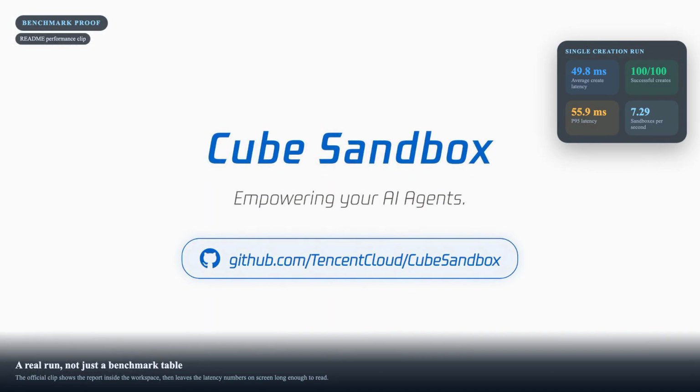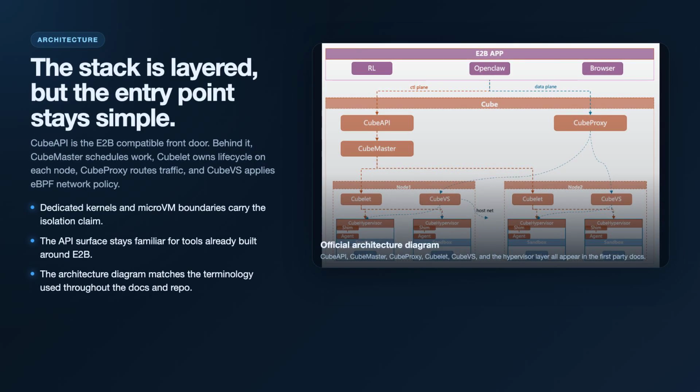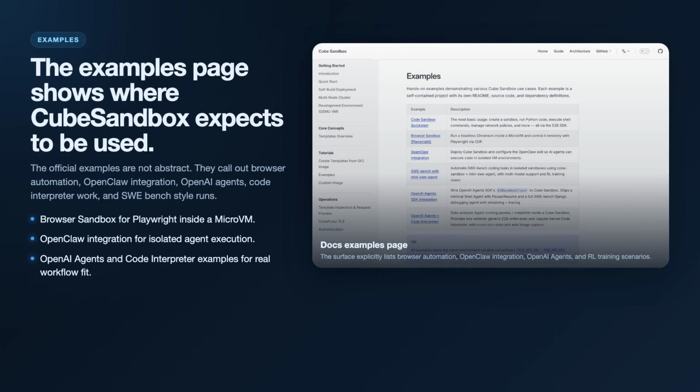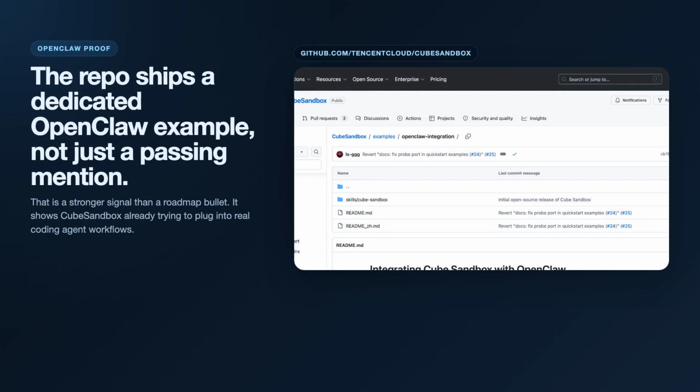single static chart. Under the hood, CubeSandbox keeps the surface area surprisingly simple. Cube API gives you the E2B-compatible entry point. Cube master schedules work. Kubelet manages sandbox lifecycle on each node. Cube proxy routes requests into the right instance. CubeVS applies kernel-level network policy with eBPF.